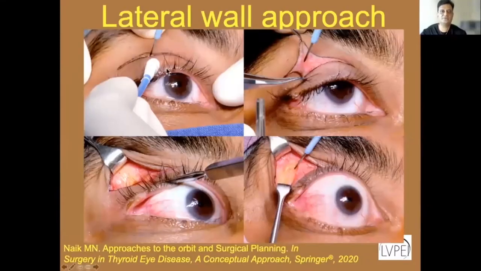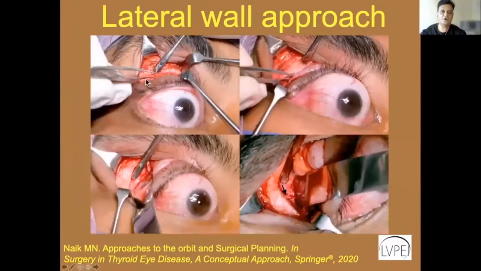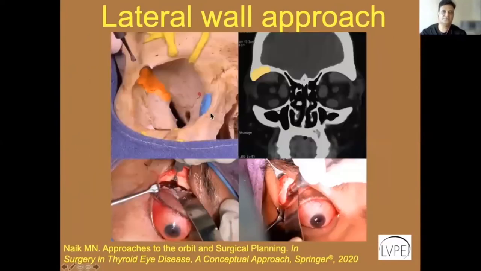Here are some pictures of a patient undergoing a lateral wall decompression through an eyelid crease approach. Orbicularis is incised, we reach the orbital rim, and we finally take an incision around the orbital rim, which extends over 3 to 4 clock hours just lateral to the supraorbital neurovascular bundle. We then enter the orbit by lifting the periorbita, and that is where we would start our drilling process.